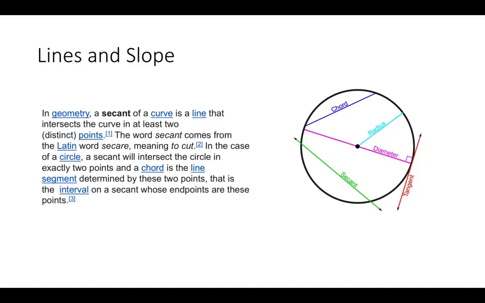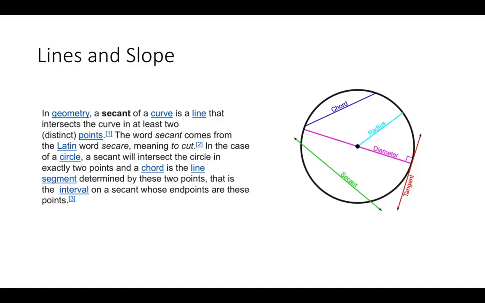Now I want to point out that while secant is originally defined for a circle, a secant line can basically exist for any curve. So if we have a curve and we define 2 points and we draw a line between them, we've defined a secant line.